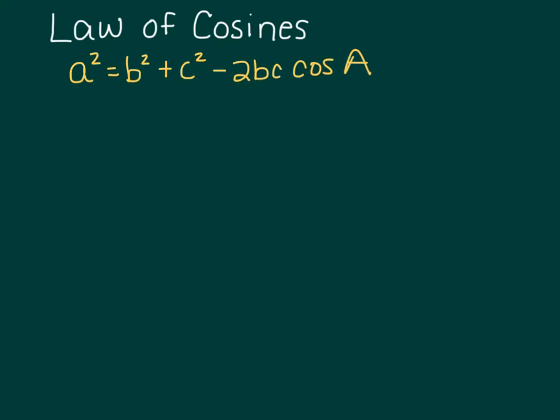Whatever it is that I'm solving for, I'm going to label A. So if it's a missing side, I'm going to label it with a lowercase a. If it's a missing angle, I'm going to label it with uppercase A, and everything else will fall into place from there. Let me throw down an example here.